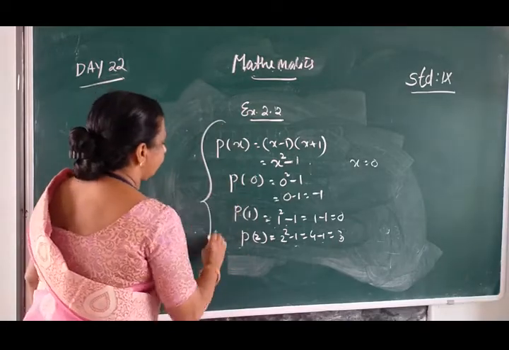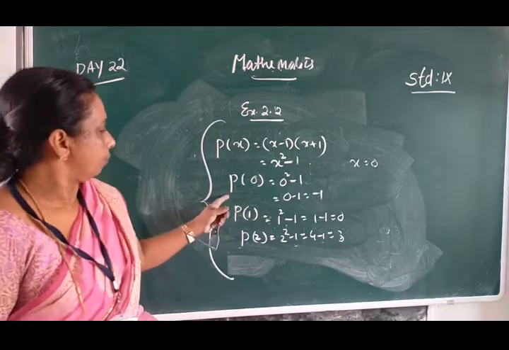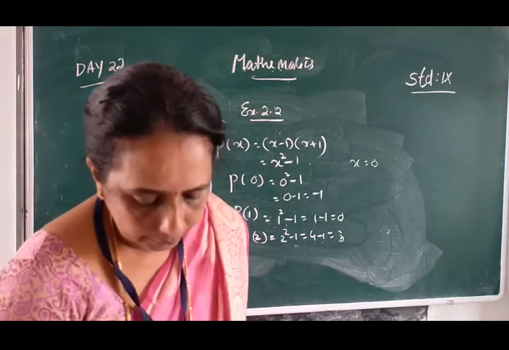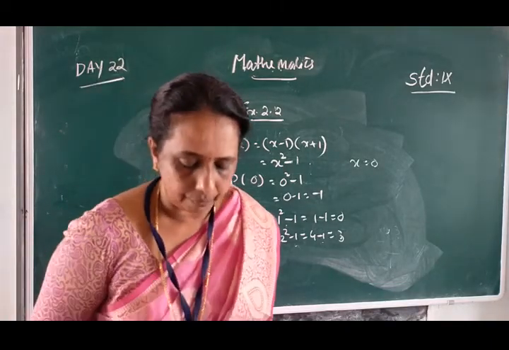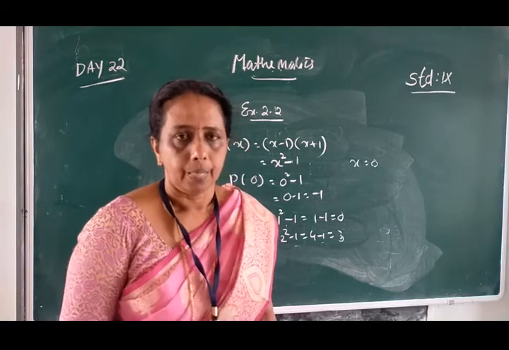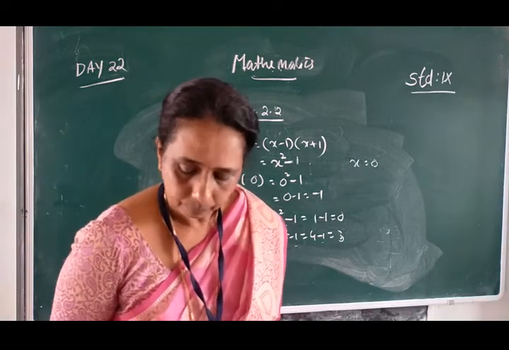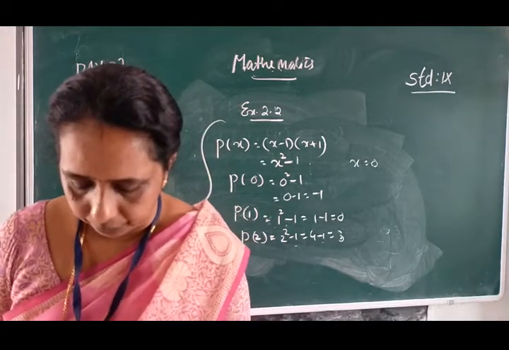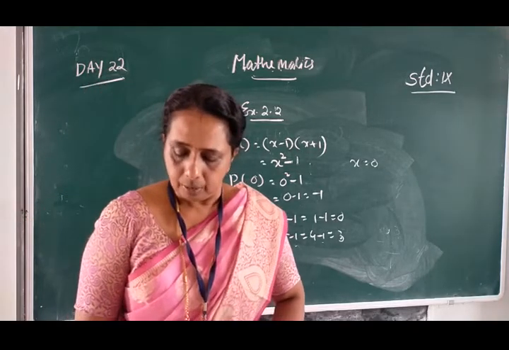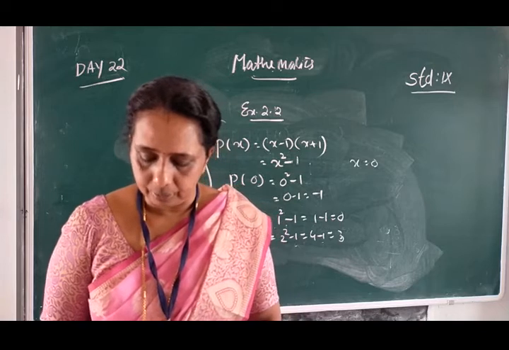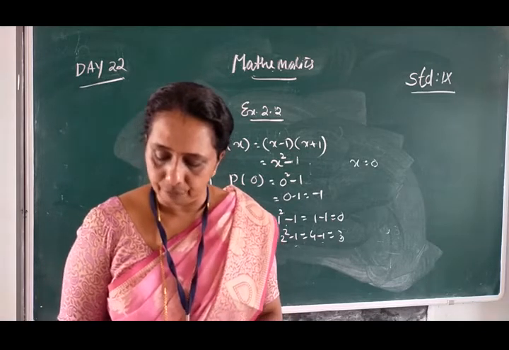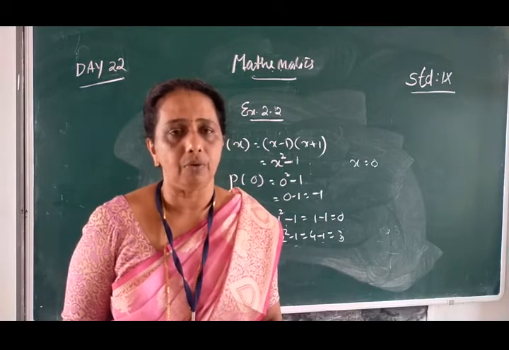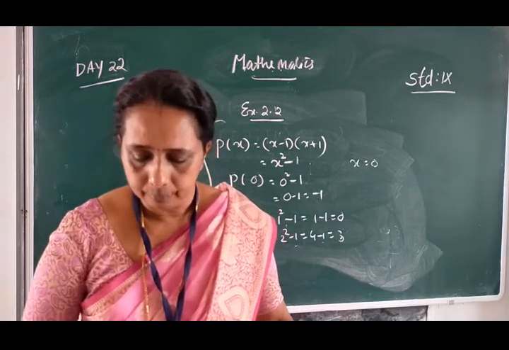This way we can find out the value of p of 0, p of 1 and p of 2 in the questions second and third. That is also very easy. You have to do it. That is, first one: find the value of the polynomial. Second one: given that a polynomial p of x or p of y or p of z is given, you have to find out p of 0, p of 1 and p of 2.